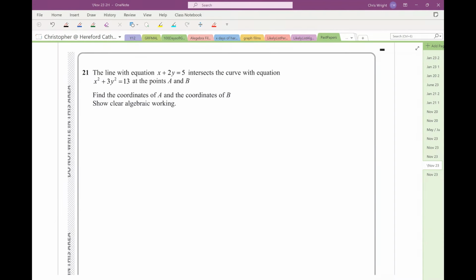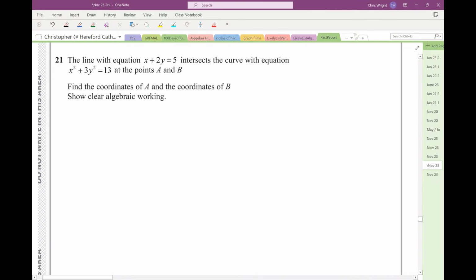Question 21. A line with that equation, I'll underline that in green, intersects the curve with this equation at points A and B, or at 2 points. Find the coordinates of A and the coordinates of B. It just wants me to solve these 2 equations simultaneously. So let's write down the first one and the second one and have a look.